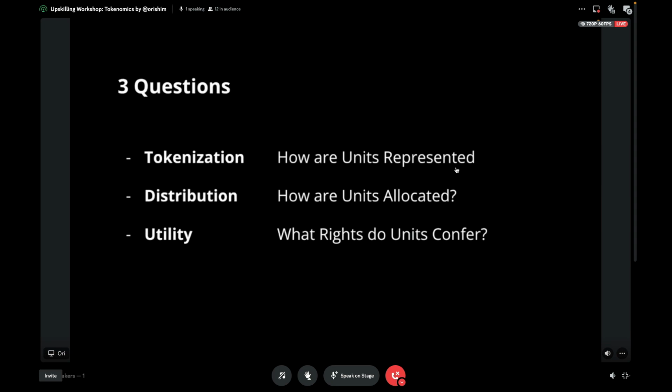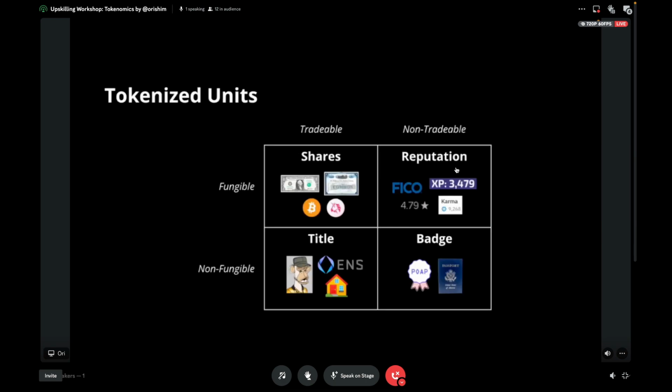And so the 3 dimensions are tokenization: how are units in a digital system represented; then how are those units allocated; and then how are those units used? What do you use those units for? So you can think of distribution as supply side, utilities as demand side, and tokenization is prior to those because it's how you represent the units. And any one system might have more than one token. It might have different kinds of units for different purposes. But this is the matrix I use for thinking about the types of tokens we can design.